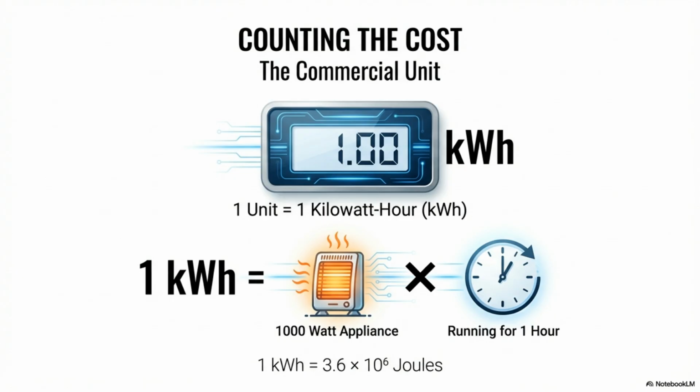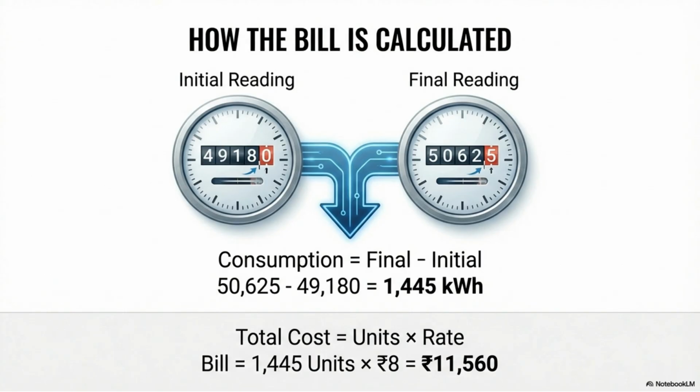The commercial unit for measuring electricity consumption is the kilowatt-hour, kWh, or 1 unit. This is equivalent to running a 1,000-watt appliance for 1 hour. The electricity bill is calculated by finding the consumption, final reading minus initial reading. The total cost is then calculated by multiplying the consumed units by the tariff rate.